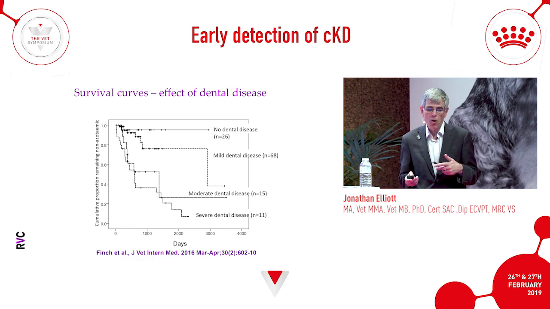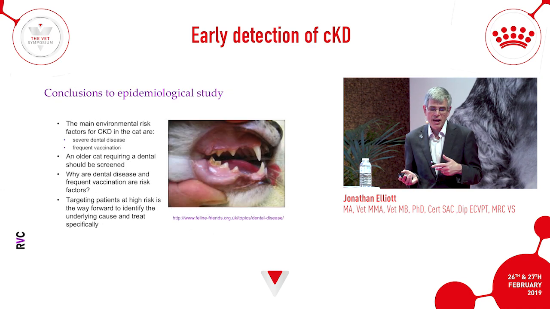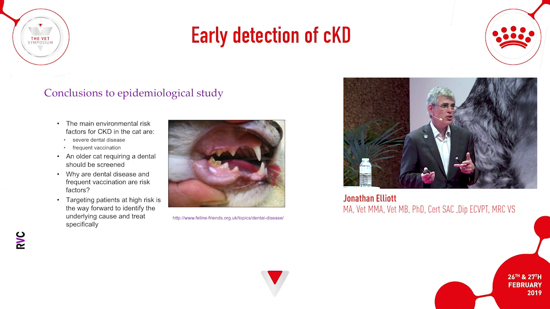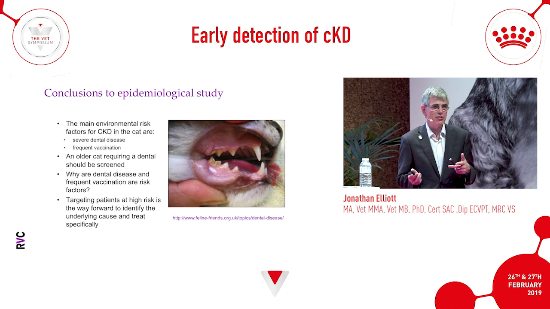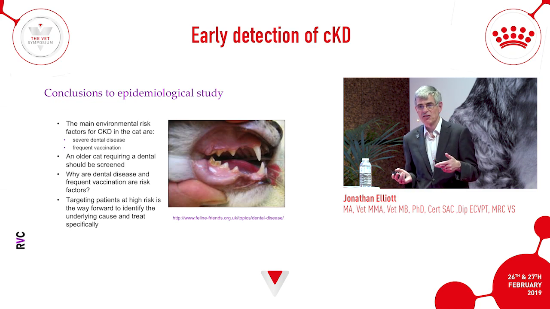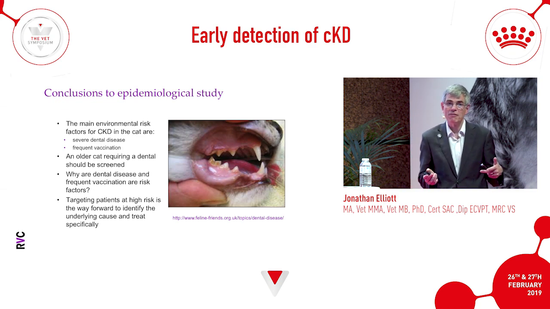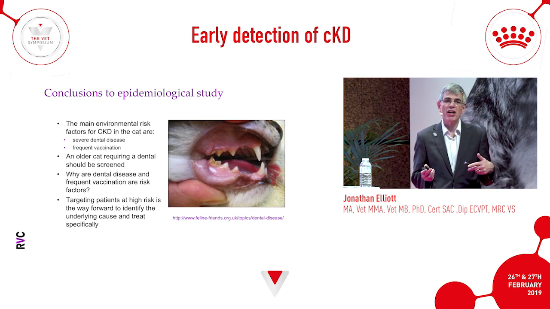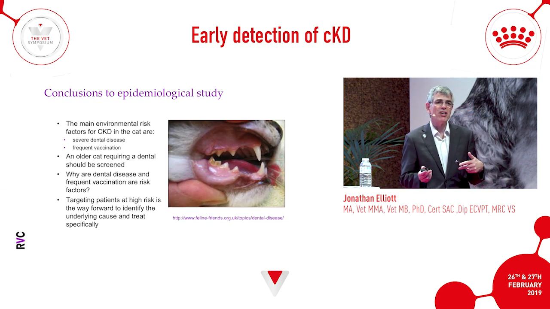But more importantly, these are associations, not causes of chronic kidney disease. So we shouldn't stop vaccinating cats, for sure, because we're reducing the risk of infectious disease with that strategy. We should maybe consider how frequently we vaccinate cats, but we should try and understand why there is that relationship.